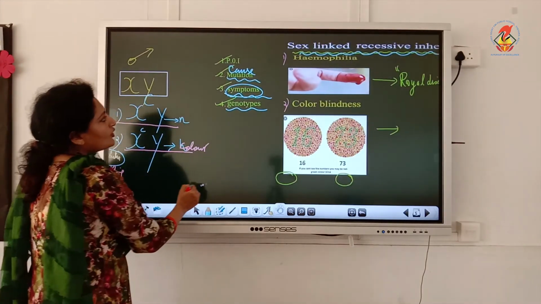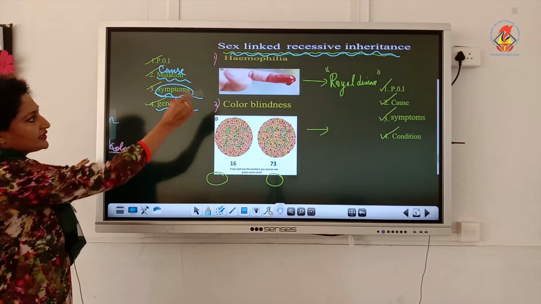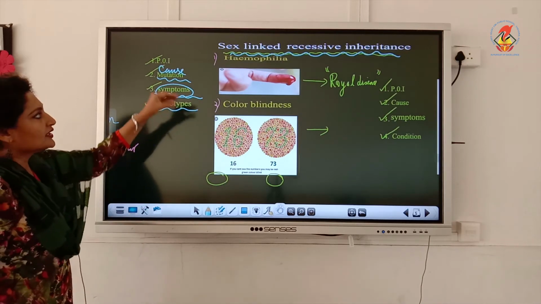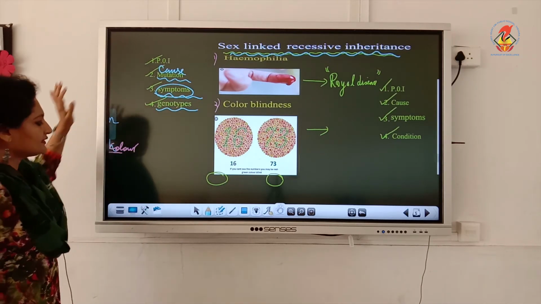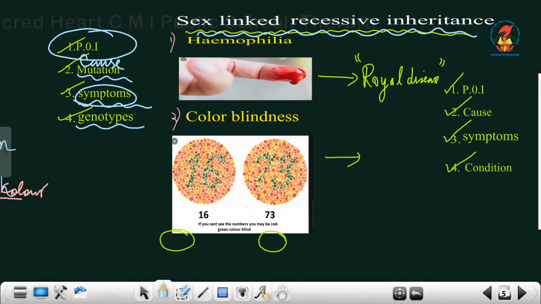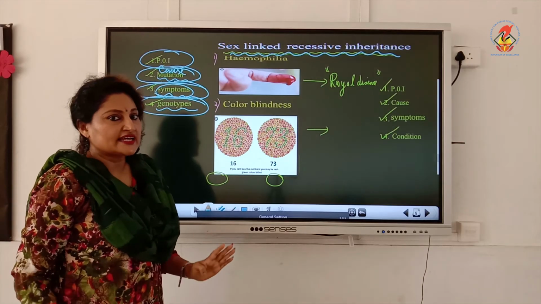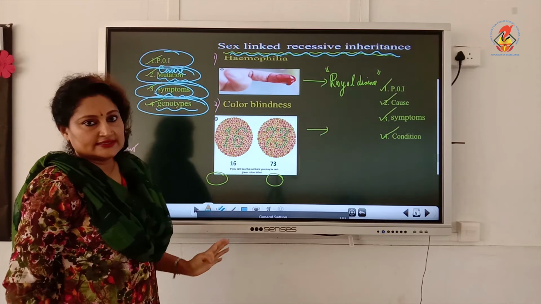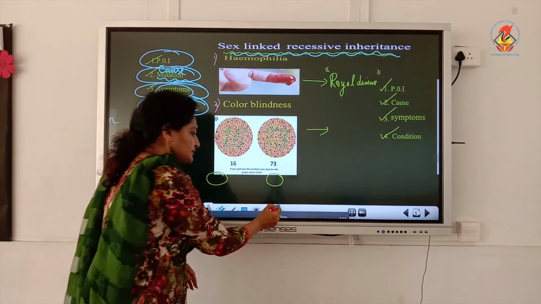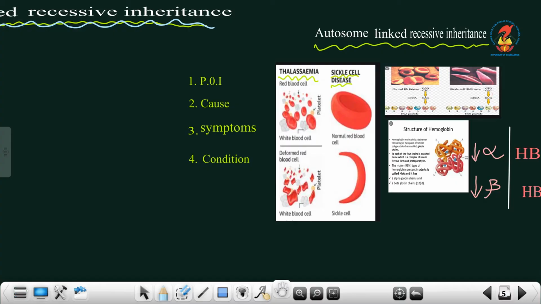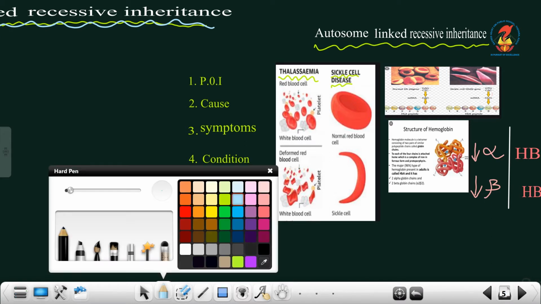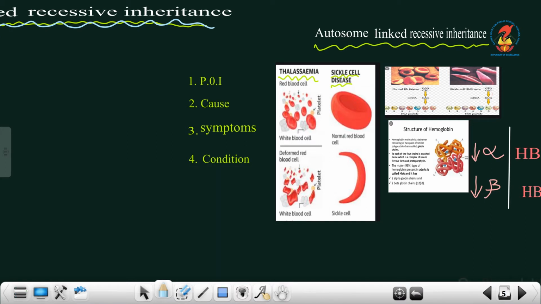Okay, so coming under this category of disease, the 2 which I clubbed, hemophilia and colorblindness, learn it under these headings: pattern of inheritance, the cause, symptoms and genotypes. I hope this is clear. I have emphasized 4 points for these 2 diseases. Okay, so we finished the first pair. Next, thalassemia and sickle cell anemia. So 2 diseases I have taken: thalassemia, number 3, and number 4, sickle cell anemia.